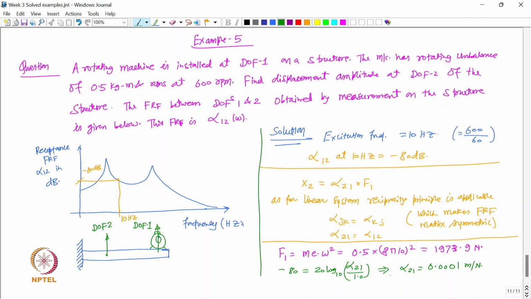And now we substitute in the expression to find x2. So that gives me 0.0001 into 1973.9 is equal to 0.1974 meter. So that is the answer, right. In this way you can see we have found the amplitude of the displacement response at degree of freedom 2 due to excitation acting at degree of freedom 1.